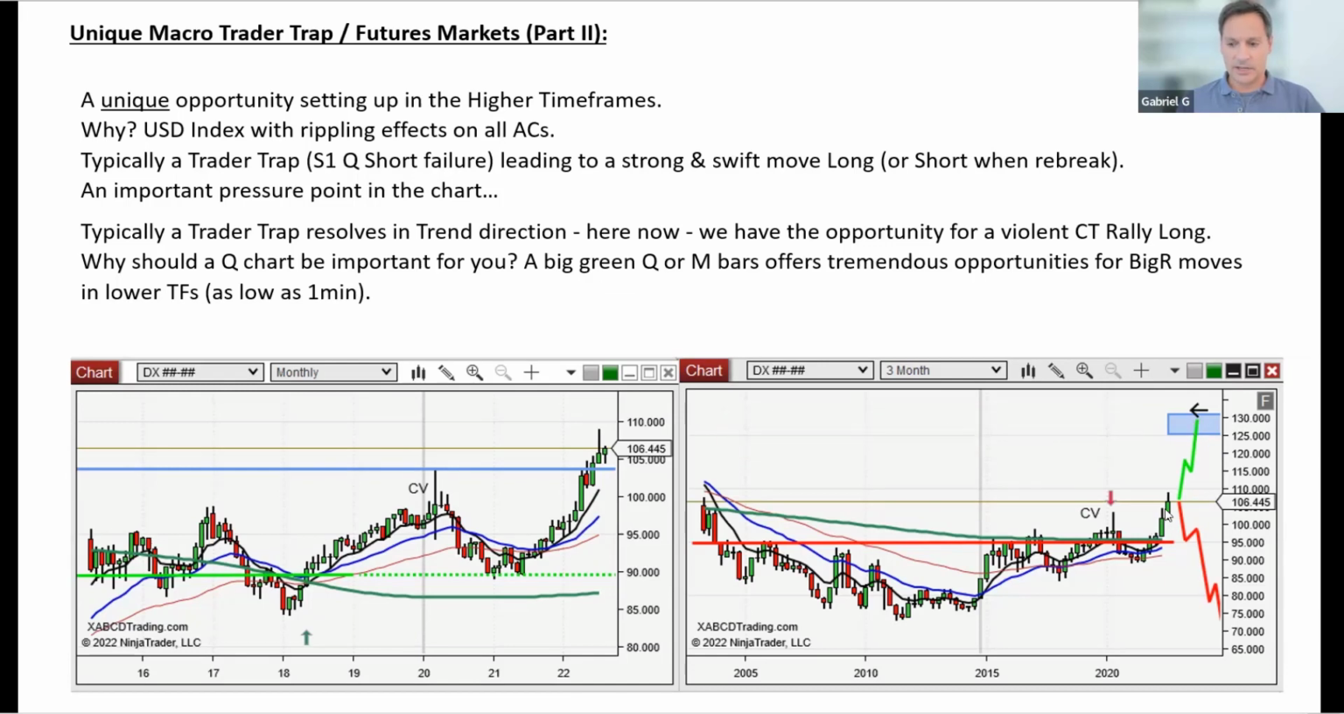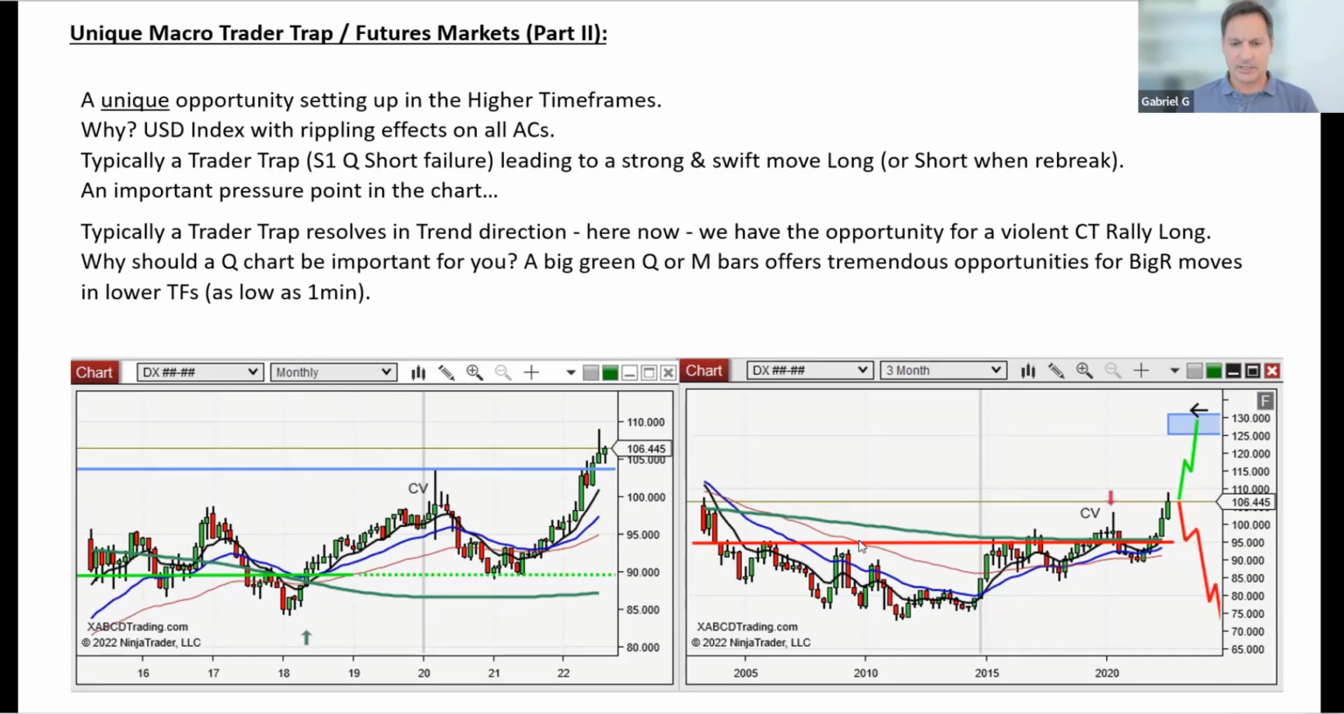Well, the bulls have the opportunity now to put in a very quick and swift move, right? If they cannot do that, well, the bears will take over, and on a rebreak of this red line, they will push prices lower. So we are basically here at an important pressure point in the chart, and this is what makes the trader trap so good.